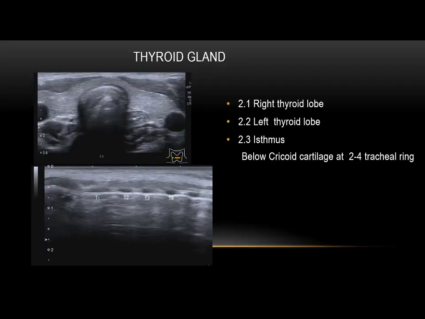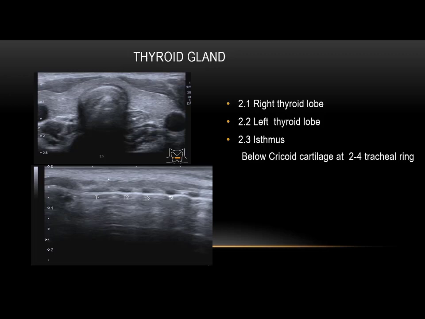Okay, let's summarize in the sagittal plane around the thyroid gland. So the major structure of the neck is the thyroid gland. The thyroid gland has two lobes, the right thyroid lobe and the left thyroid lobe like this. And the mid part of the thyroid that crosses the tracheal ring is the isthmus of the thyroid. It's around here. Normally it should be at the upper tracheal ring levels.